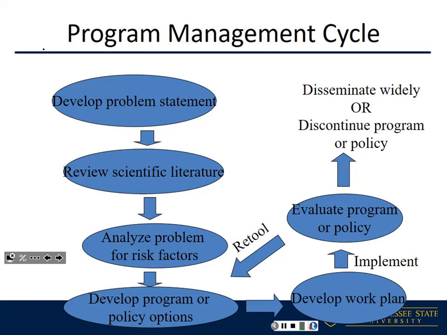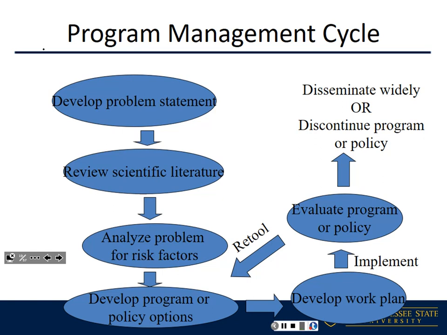So program planning then, once a priority health problem is identified based on the community needs assessment, involves developing a problem statement, reviewing the literature, identifying the risk factors influencing the problem, developing our intervention strategy, and developing our action plan and budget, as well as developing our evaluation plan. So actually, development of the evaluation plan occurs during the planning phase.